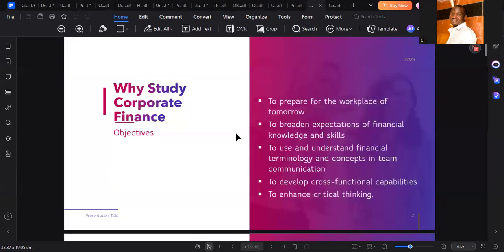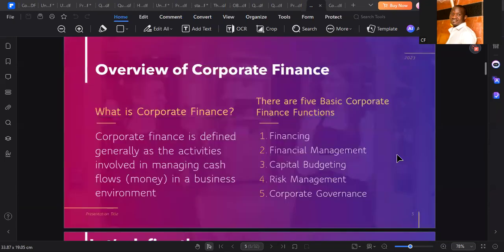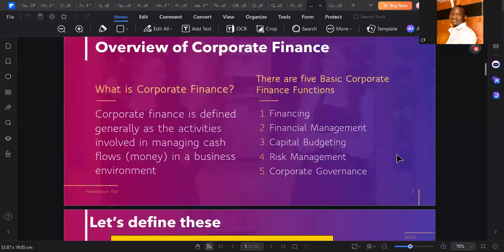So this unit will enable us to prepare a workplace for tomorrow. It broadens expectations of financial knowledge and skills. We should be able to understand the financial terminologies, the concepts, and develop cross-functional capabilities. So by the time we're done with this unit, we should be able to understand the goal of a firm, what corporate governance is, and also the organization of financial management.